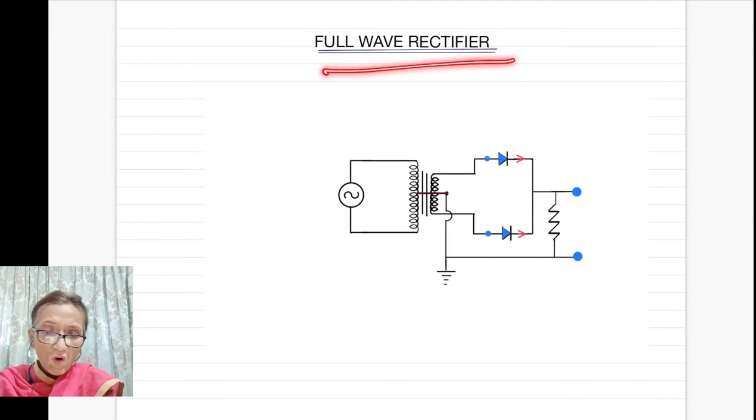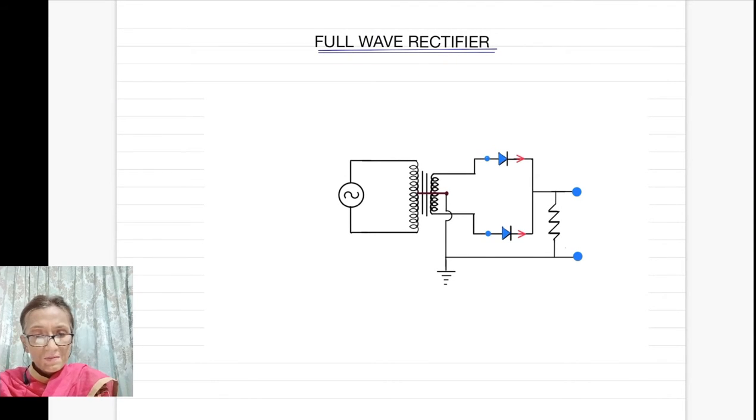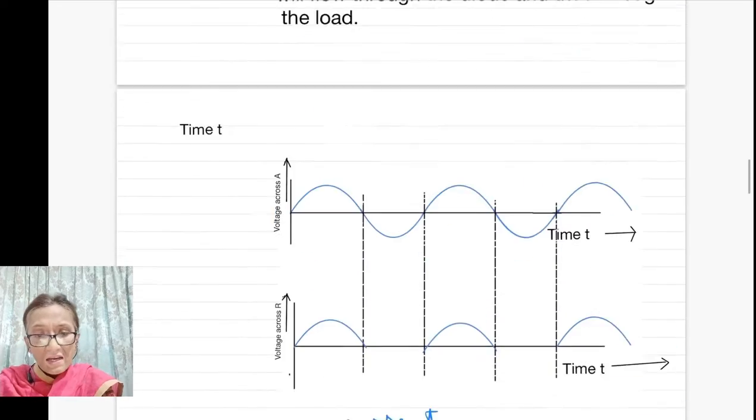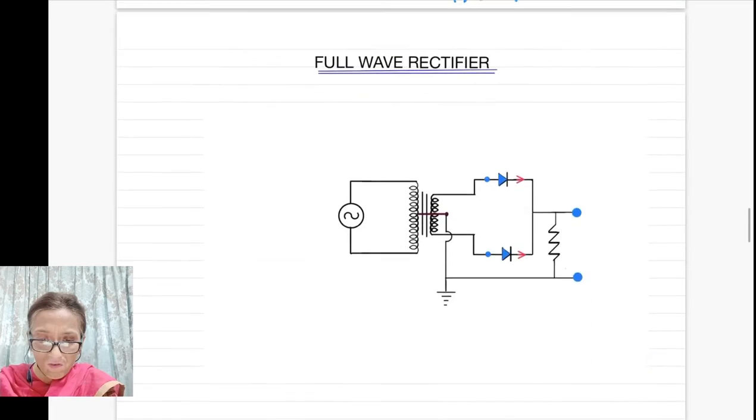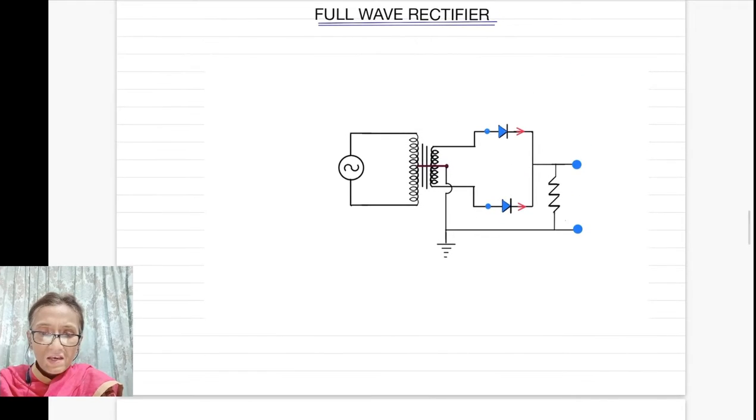Now you have the full wave rectifier. That was rectifying only half of the wave, as you can see. This is just like switching on the current, and then switching it off, and then switching it on again. So it is not useful, and for that we use a full wave rectifier. In a full wave rectifier we use two diodes.